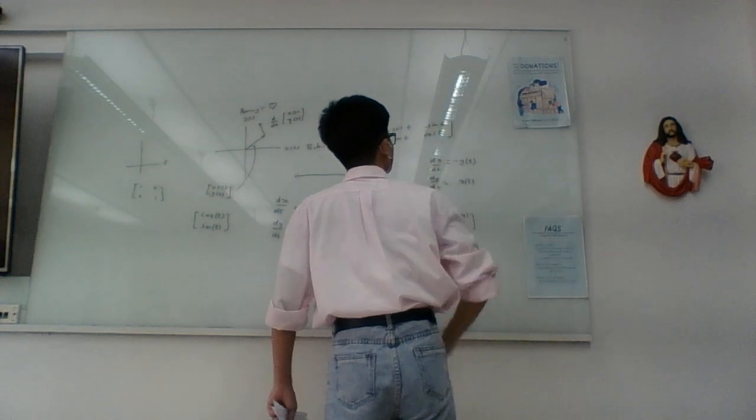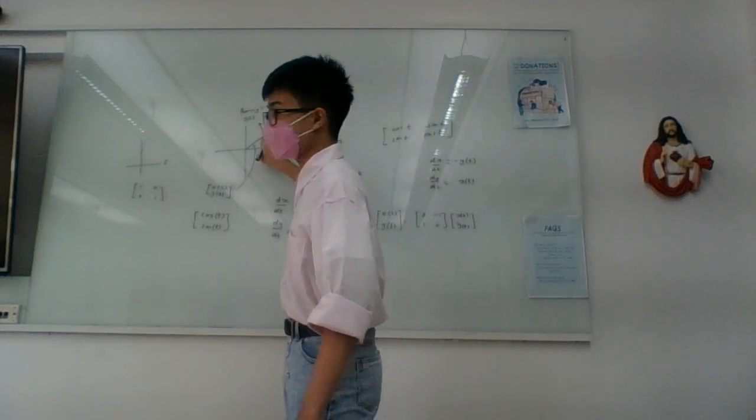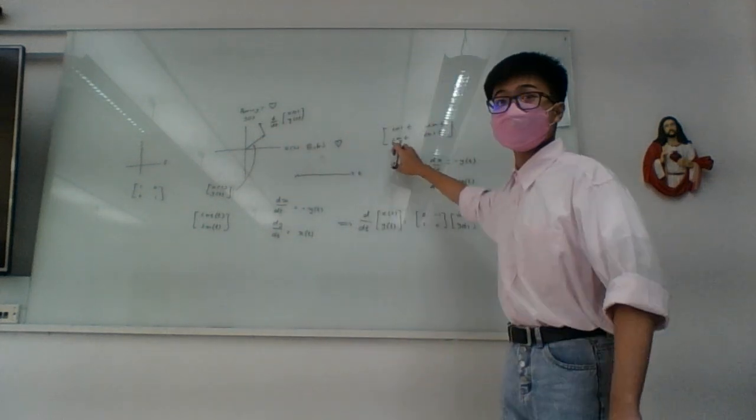Cosine of t. So we can generalize a rotation matrix at the tip of this vector via this matrix over here.